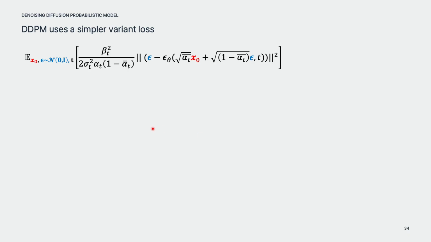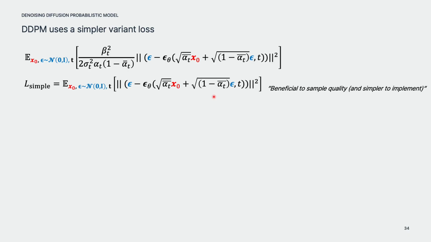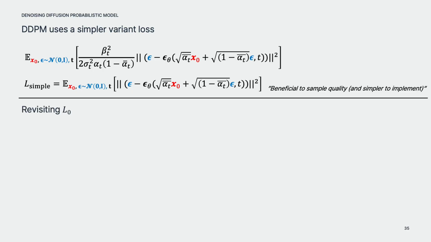And in DDPM, actually a simpler variant is used, and this loss discards all the weighting factors of this L2 loss. And the authors of DDPM simply state that it is beneficial to sample quality and is simpler to implement. So this is it for LT-1, which is the core of DDPM loss.